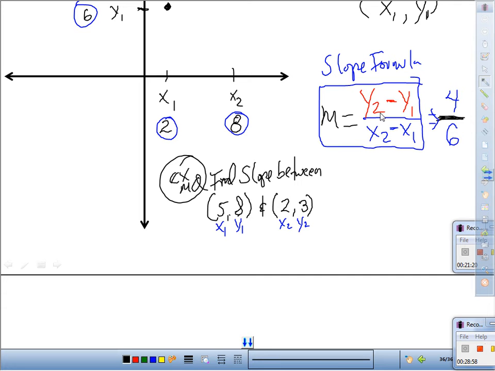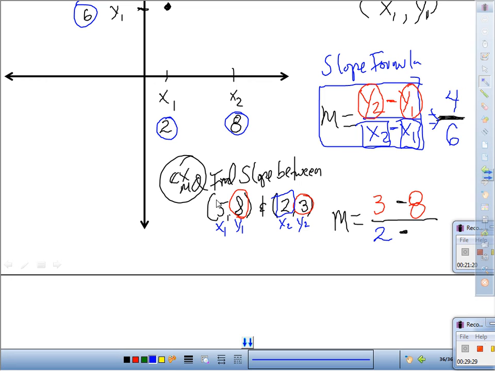Next, I'm going to write my formula, but without the labels. Watch. M equals fraction bar, minus, and minus. So, what is y sub 2? 3. Minus, what is y sub 1? 8. Okay. What is x sub 2? 2 minus, what is x sub 1? 5.